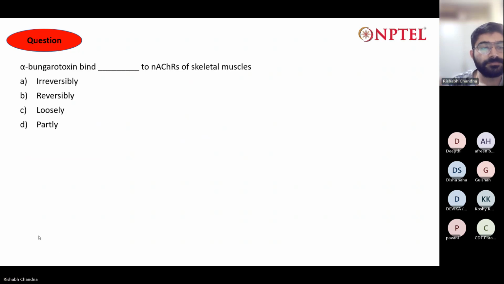So, alpha-bungarotoxin. There are different kinds of bungarotoxins. What's the functionality of that particular toxin that is binding to the nicotinic acetylcholine receptors of skeletal muscle? So can anybody guess? Irreversibly. Irreversibly. Okay, any more answers?